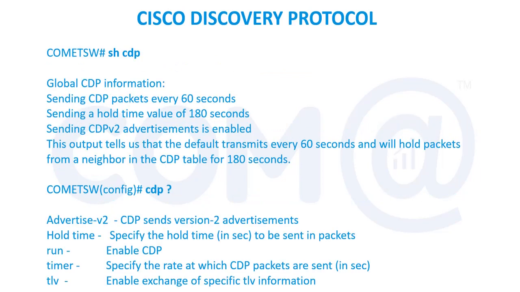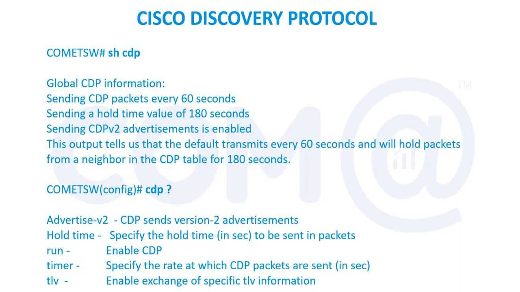We can find out what the parameter set is by typing the command show CDP. So we'll get further details on the timer, what my router or switch is running. We have CDP version 2 also, so that is clearly shown here. The type of advertisement is a version 2 advertisement that we are getting.